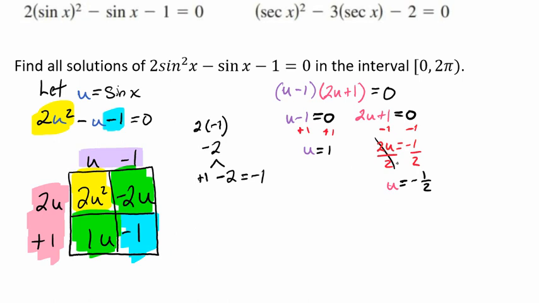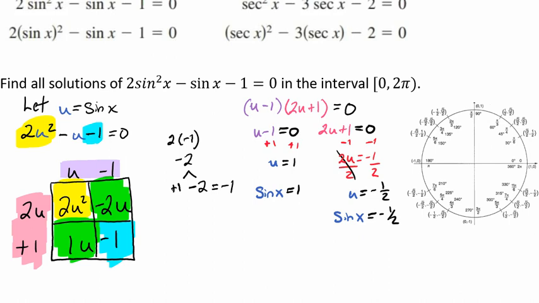Now we'll replace our u, because remember that our u was really the sine of x. So we'll plug that in now, and we'll see that we have the sine of x equals 1, and the sine of x equals negative 1/2. So if we look at our unit circle, we want to know where the sine of x equals 1. Remember that our sine function is talking about the y values. So where is the y value 1? In this case, we see a 1 here is our y. And that's the only place we see a 1. And so we're able to say here that x equals pi over 2.